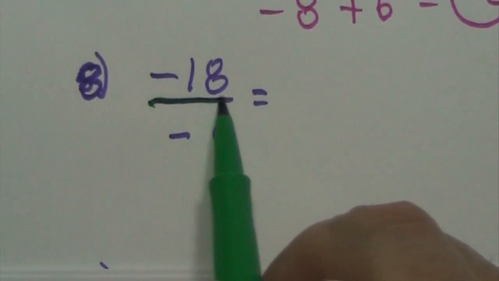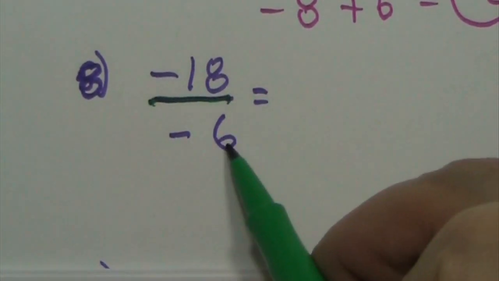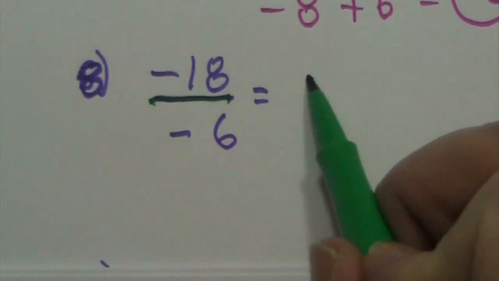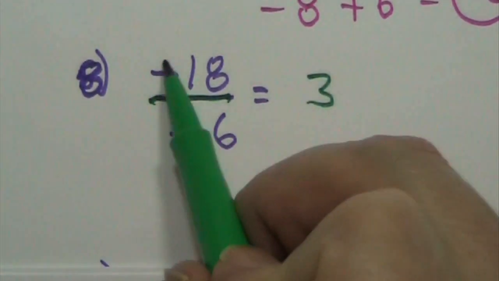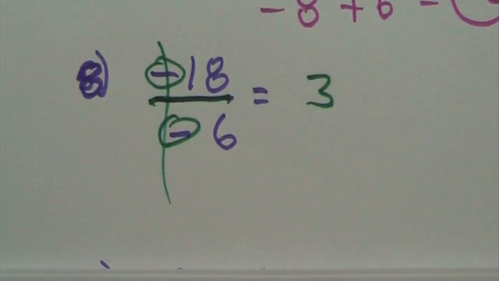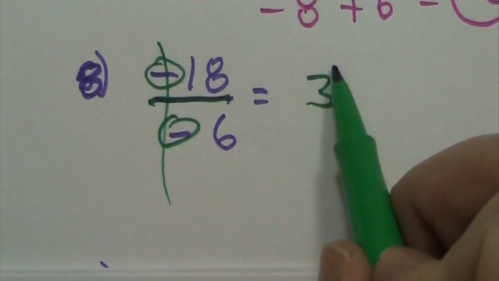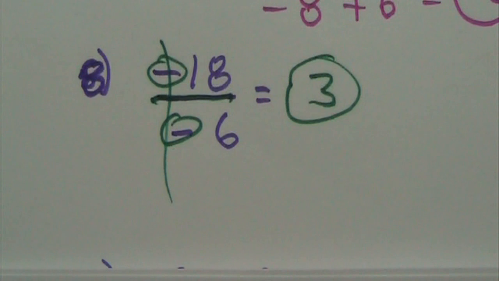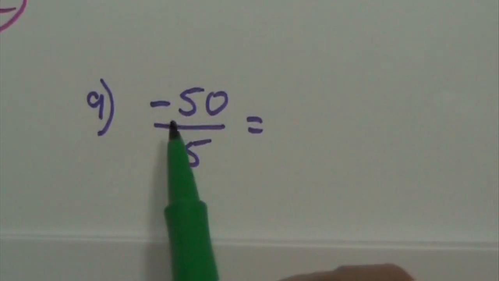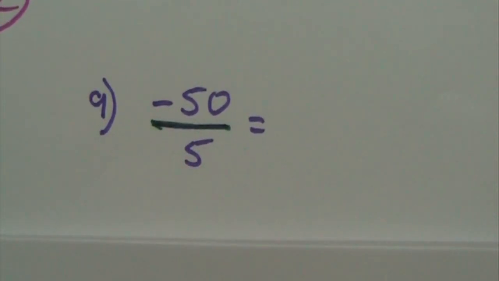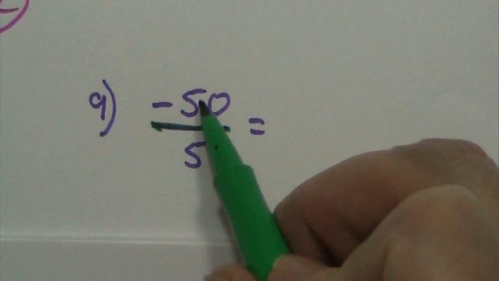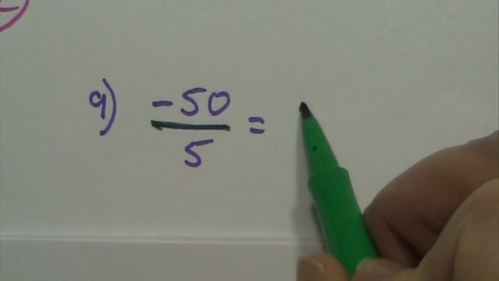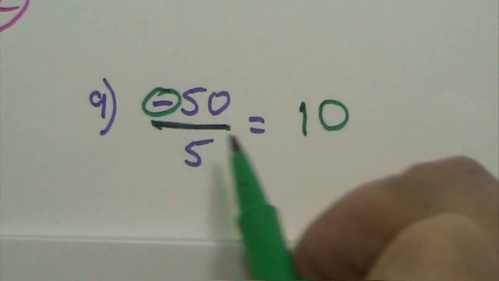Okay, this is a division problem. 6 goes into 18. And notice I have 2 negatives. They cancel when you multiply or divide. Another division problem. 5 goes into 50. And there's 1 negative sign.